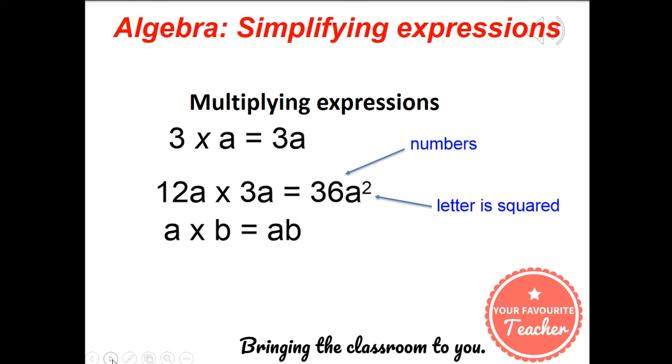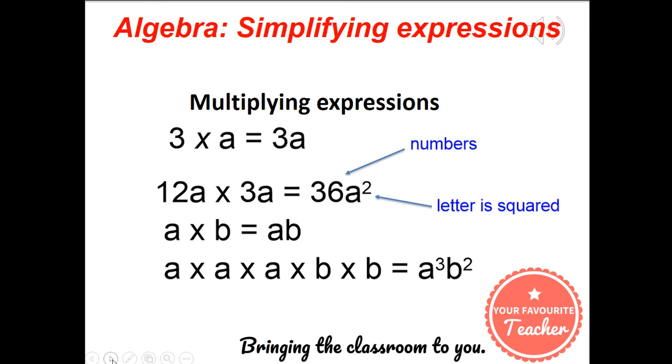If I have two letters that are multiplied, we just put them together. So A times B is equal to AB. And finally, if I have several letters multiplied together, I need to use the power if necessary. So A times A times A is A cubed, and B times B is B squared. So we put them together as A cubed B squared.